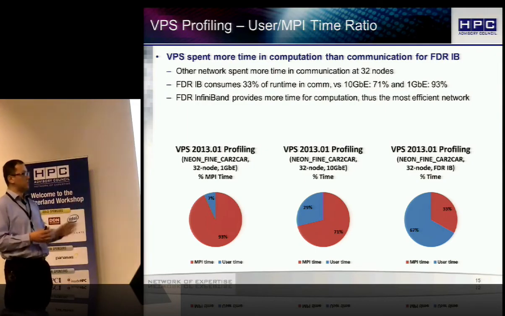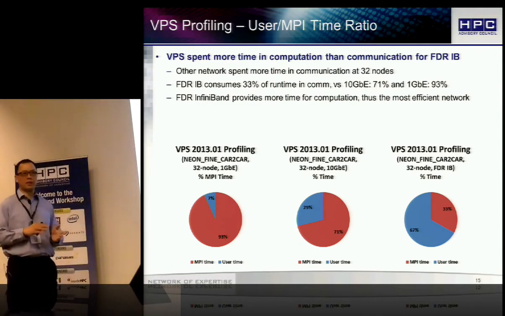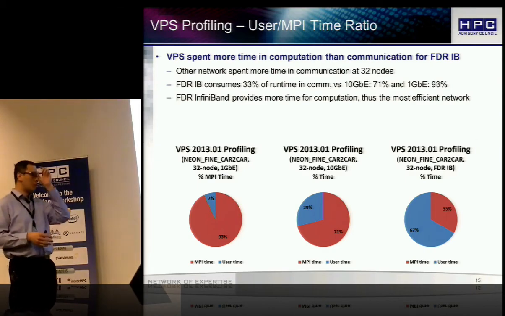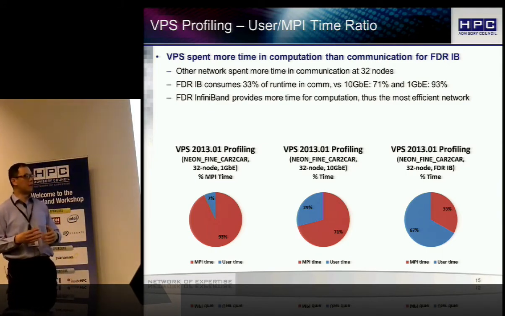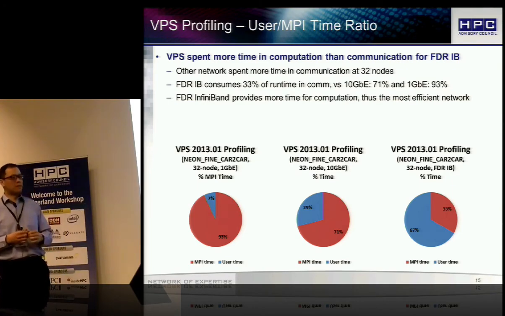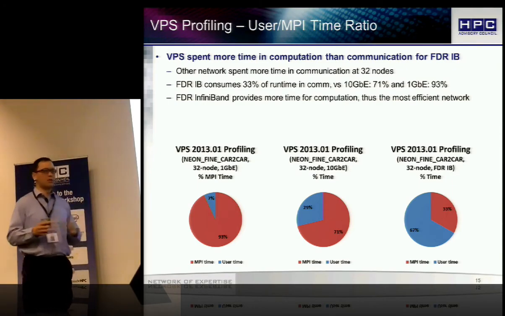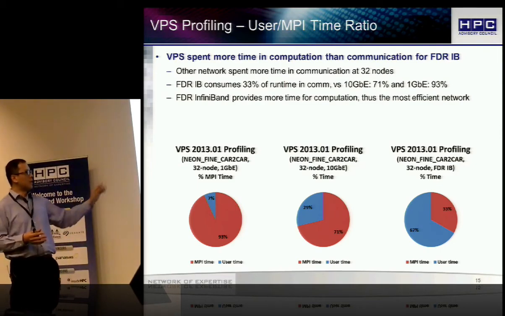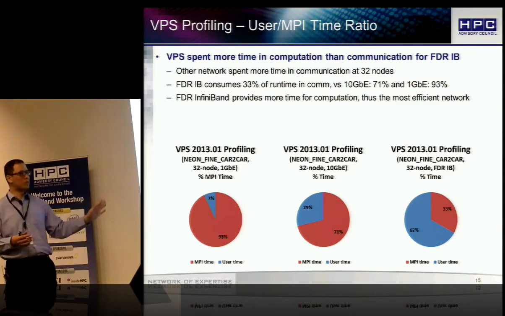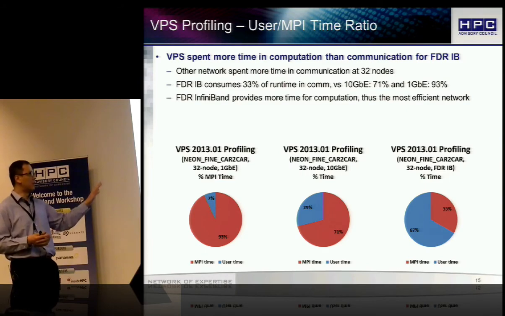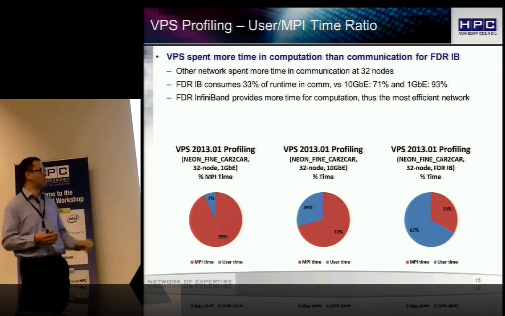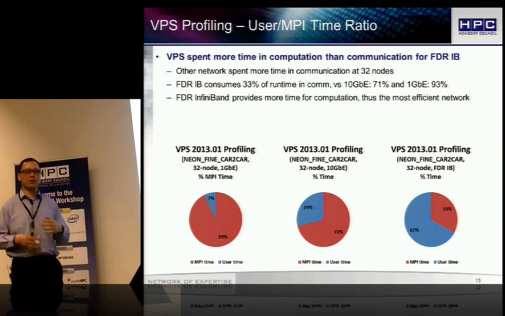InfiniBand, on the other side, uses RDMA technology, which bypasses the CPU involvement, so the CPU can do the actual workload. On the other hand, it spends much less time, a third of the time, in communication. So it's able to spend a higher percentage of time in computation. 10 gig E is halfway in between. It's really not as good as InfiniBand. Meanwhile, you have, I think, 4 or 5 times more time in computation when taking into consideration the overall runtime.